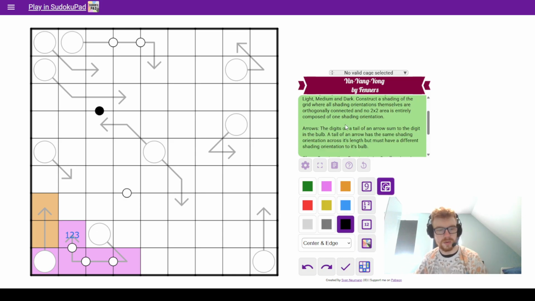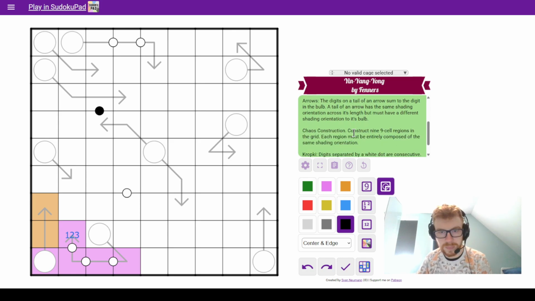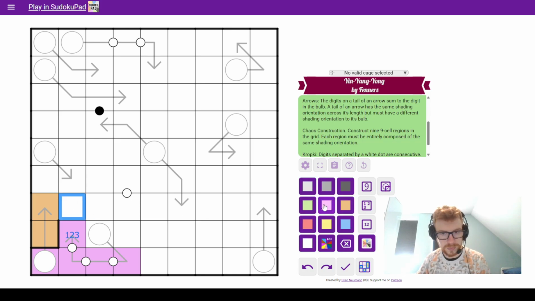What we do know is that, okay, maybe let's think a bit more about chaos construction, right? Because what they said is all chaos constructions must be composed of the same shading orientation. So this is a border, this is a border. Now the problem is either this is a border or this could be a border, I guess. If this is a border, then purple must grow out this way. If this is a border, purple must still grow out that way. So this is always purple, and that is always. Okay, so that has to be orange.